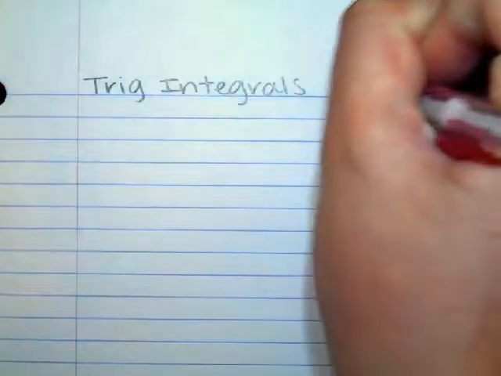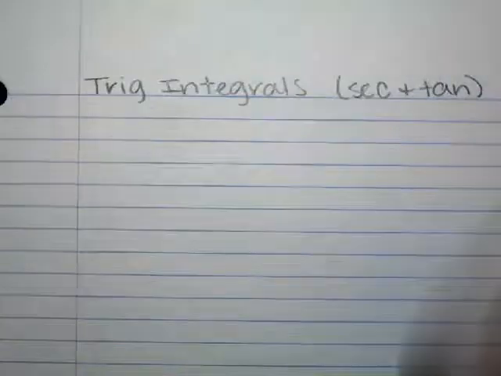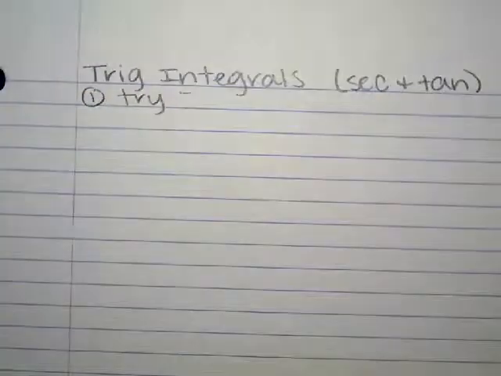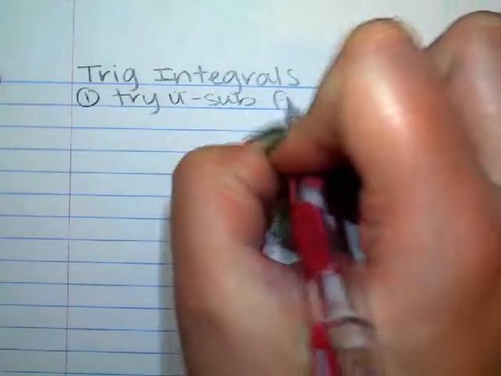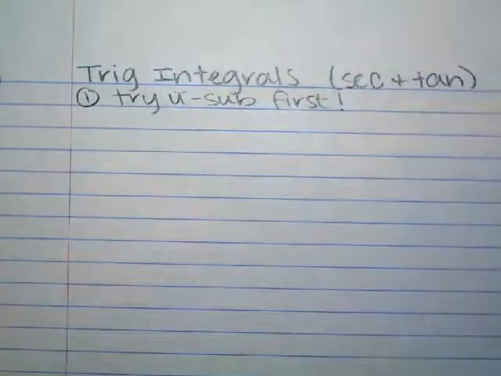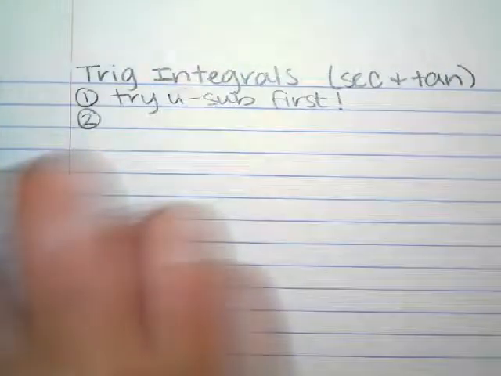So we're doing trig integrals still, but this is secant and tangent this time. Just like with sine and cosine, you're always going to try u substitution first, like regular u substitution, not with the secant tangent rules first. And then you're going to start going into these rules.